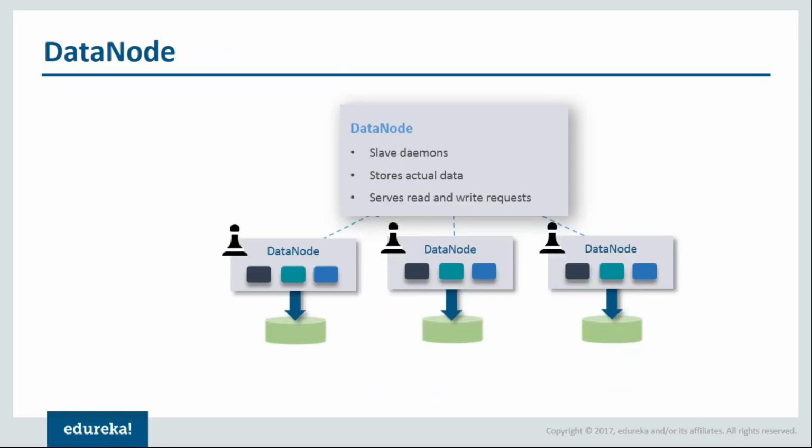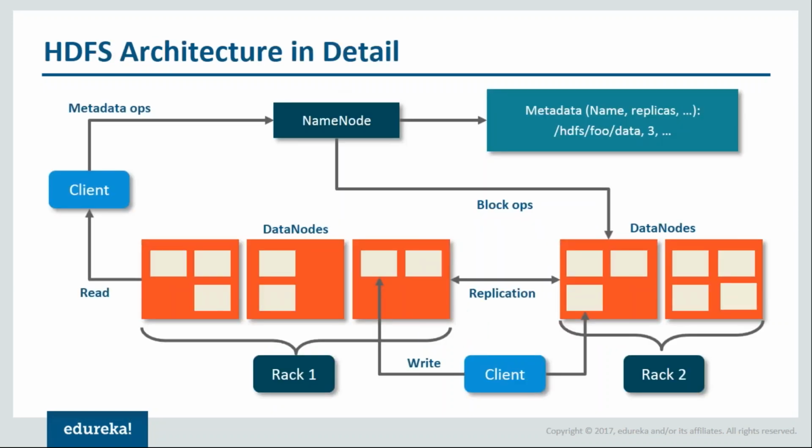So now let us talk about the data nodes. These are the slave daemons, and this is where your actual data is stored. And whenever a client gives a read or write request, the data node serves it because the data is actually stored in the data nodes. So this is all about the components in HDFS. Now let us understand the entire HDFS architecture in detail.